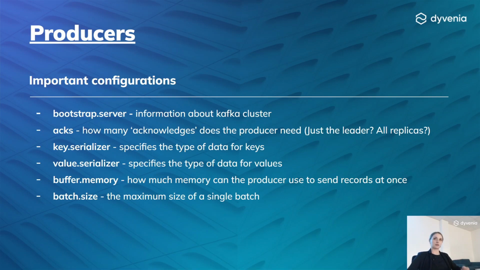Key serializer and value serializer are just about the type of data that is being sent in the keys and the values. Buffer memory is how much memory the producer can use to send records at once. This value is by default set to 1 megabyte because generally you don't want to send more. This is enough for one message. Batch size is for when you want to send data to Kafka as a batch; you just pick the batch size you want to send.